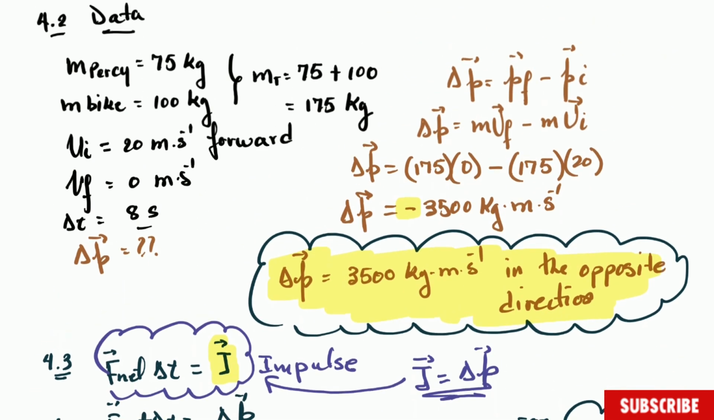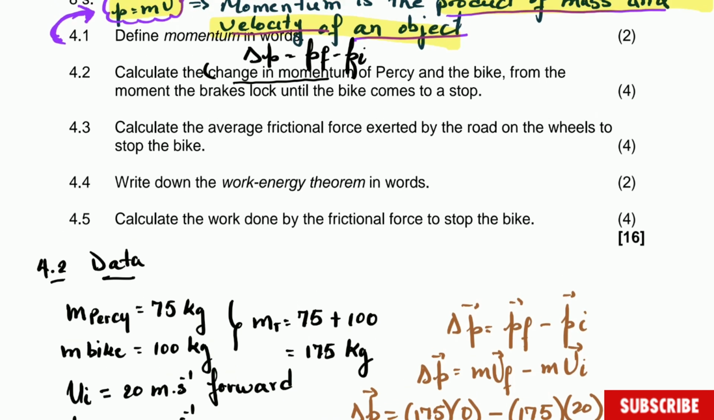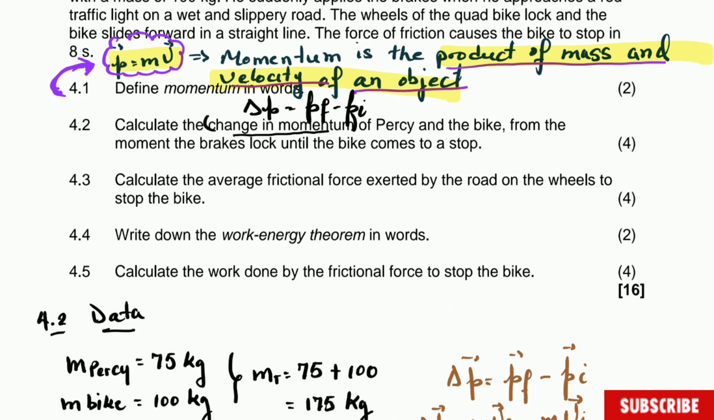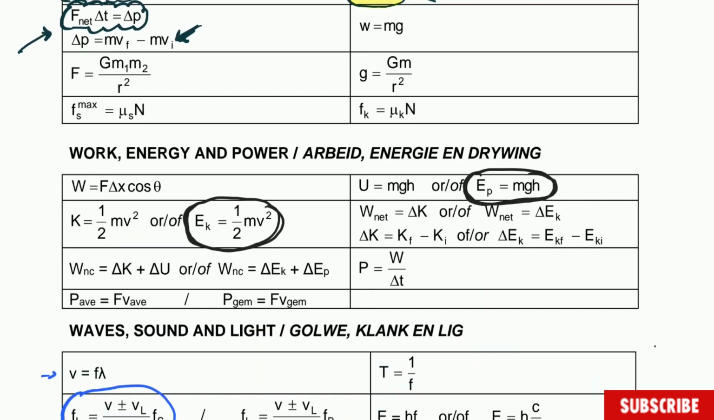Okay, let's go to question 4.4. Write down the work energy theorem in words. Another 2 marks that can be given to you. The answers are there. So in this question, there are 4 marks given to you, in which the answer is in the question paper. So if you go to the formulas again, this one here is the work energy theorem.